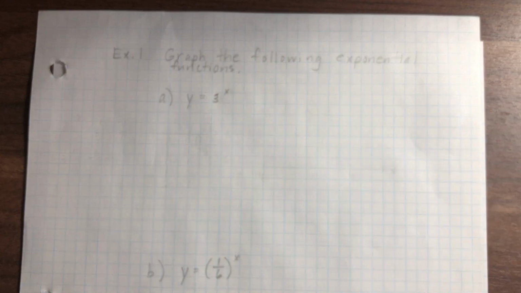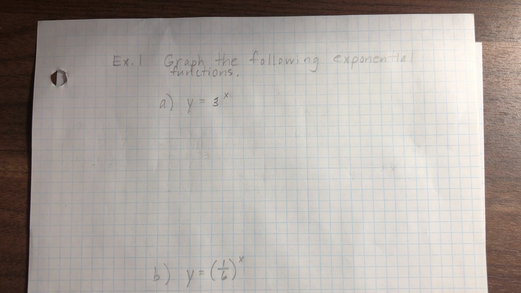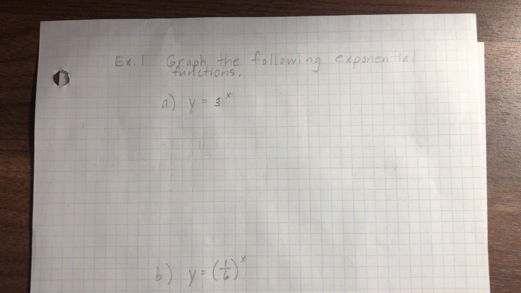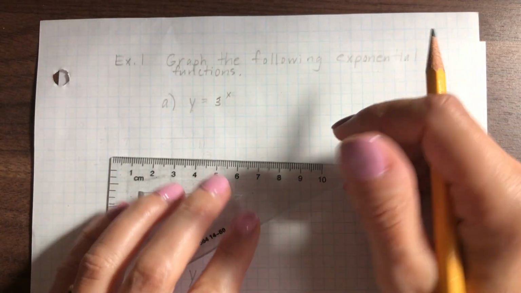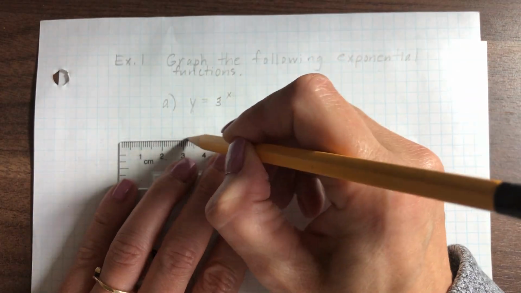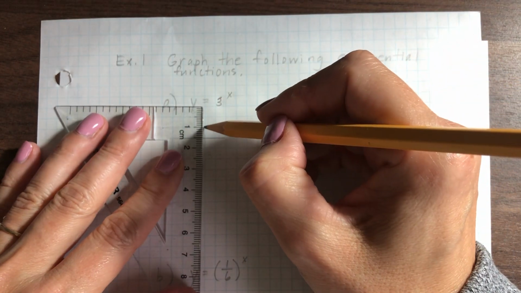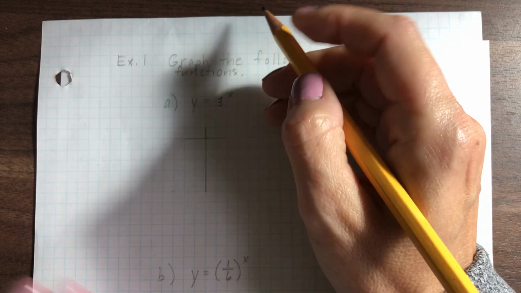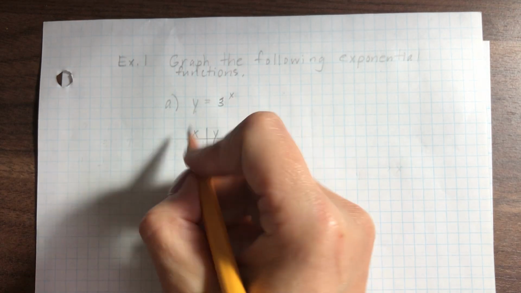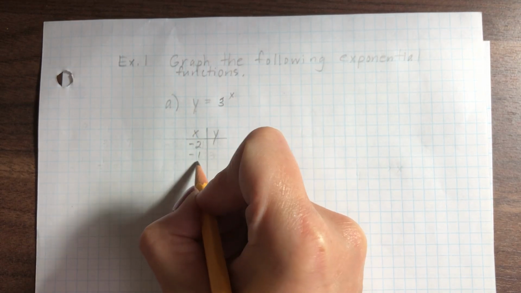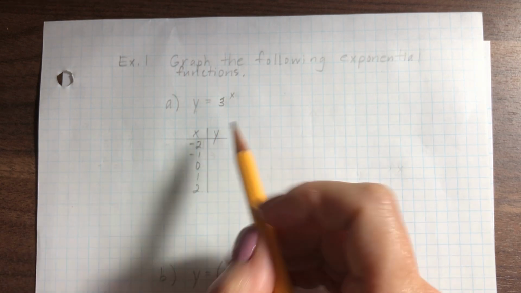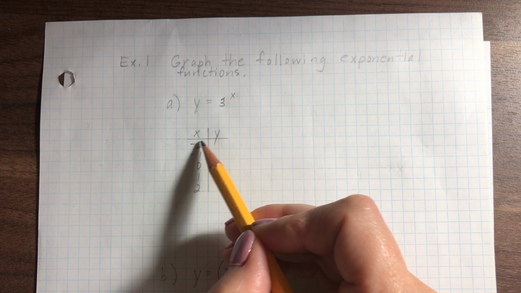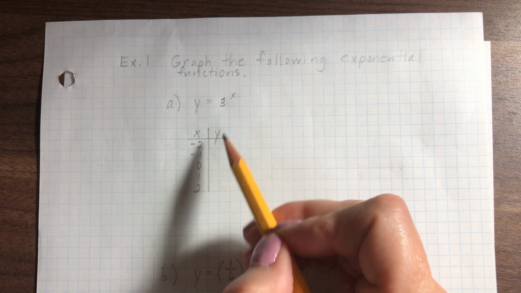In this example, we're going to sketch the graphs of some exponential functions. So in part A, we have to sketch the graph y equals 3 to the x. We're going to do that by creating a table of values. And the x values that we're going to choose will be -2, -1, 0, 1, and 2. And to determine the corresponding y coordinates, you would just sub in these values into the equation and evaluate.